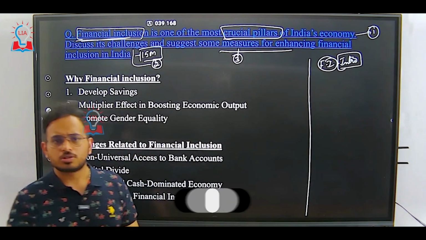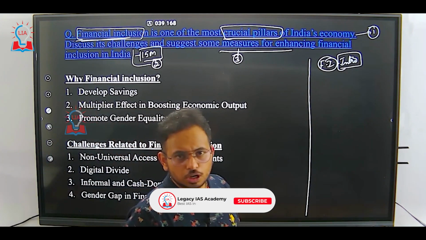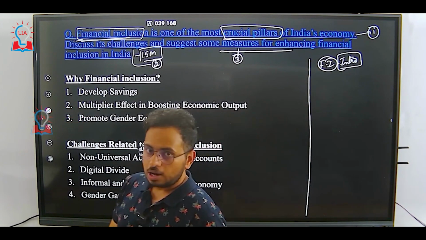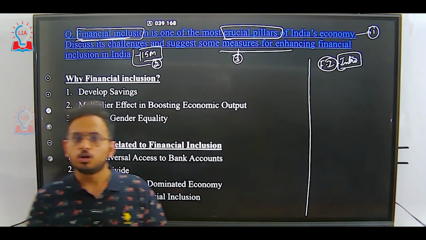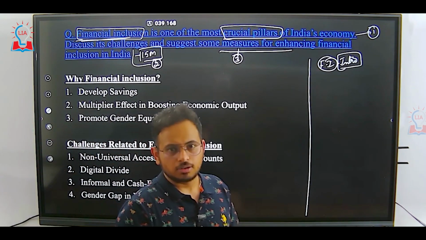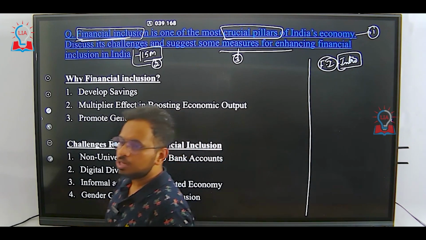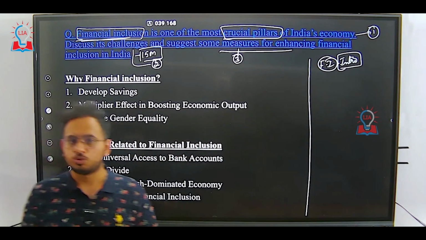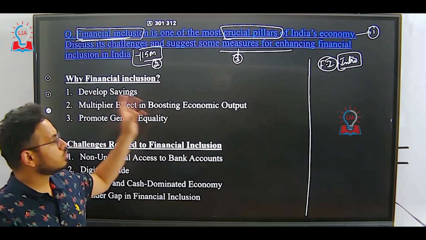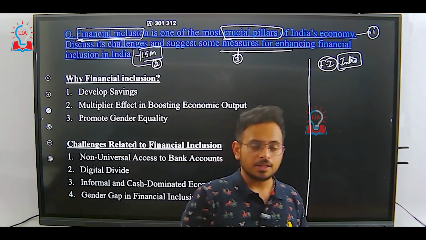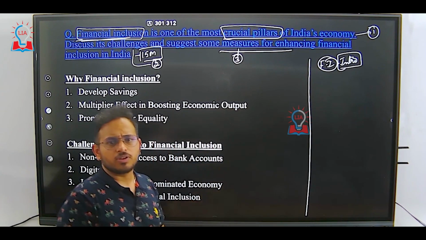The banking process being accessible to the entire population of a country, or encouraging people to be a part of the banking sector or a formal banking structure, can be easily called financial inclusion. Financial inclusion is also a very integral part of inclusive growth altogether. Clear? So this is how you will define financial inclusion.